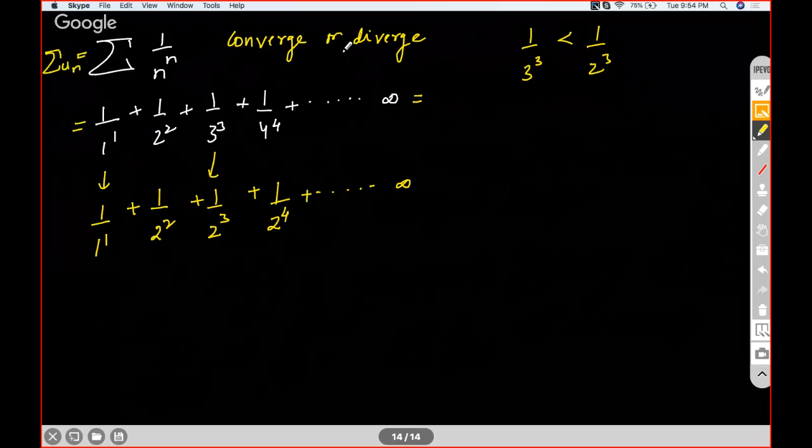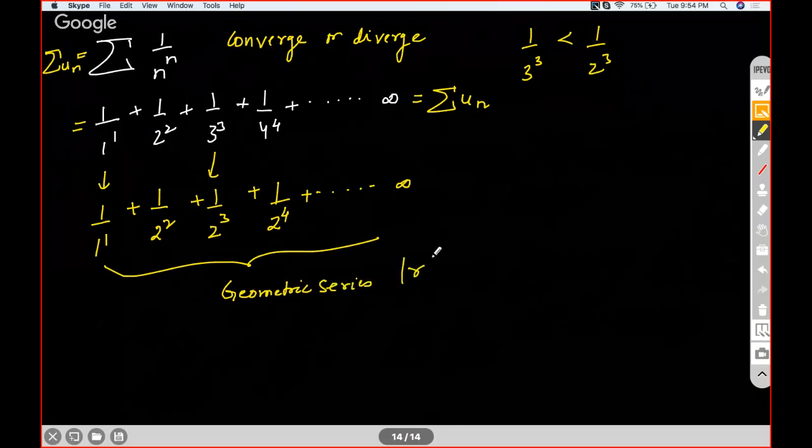So, let's call this series summation un. It's 1 plus a geometric progression, right? This is a geometric series, and its common ratio is less than 1 because it's half. If you just remove the first term, and again let me tell you, if you remove certain terms, it doesn't influence the convergence. So this still converges.